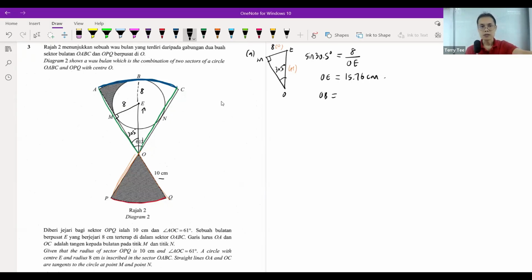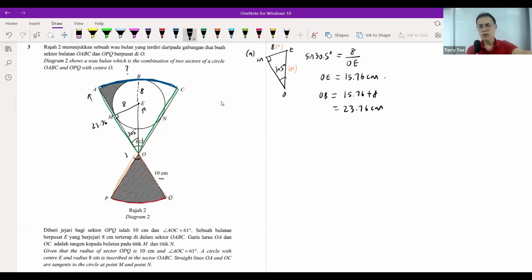OB is 15.76 plus 8. That gives us 23.76. Okay, if I know this length, OB and OA, they are the same radius, so it's 23.76. I can now find the radius, the length of arc, and yeah, we can find the rest, right?